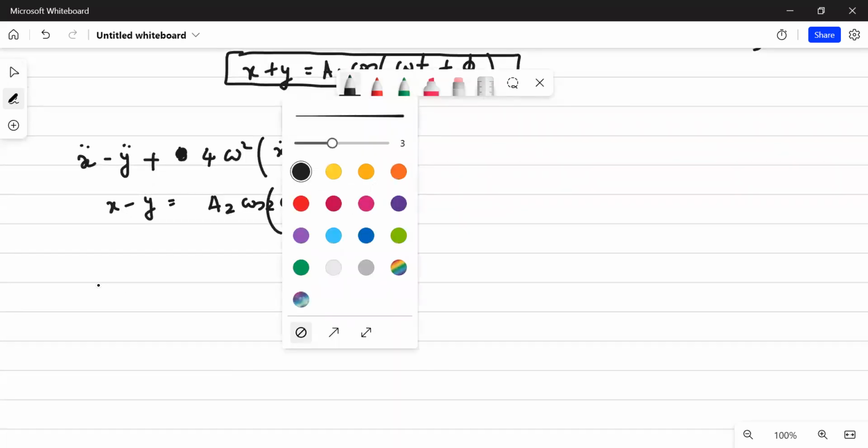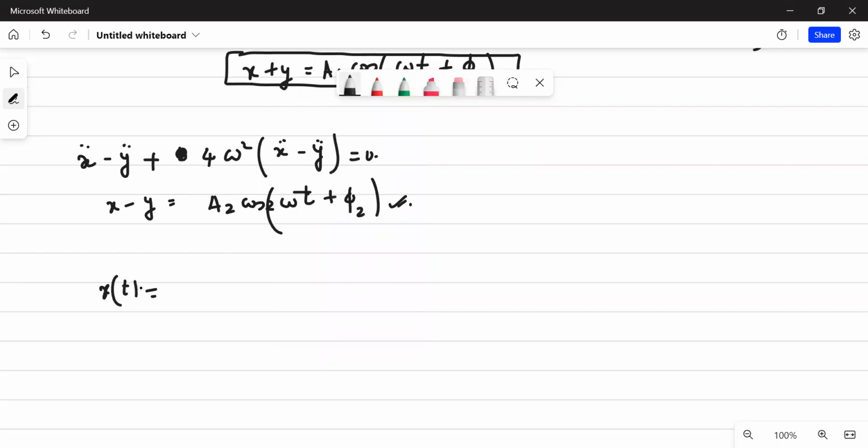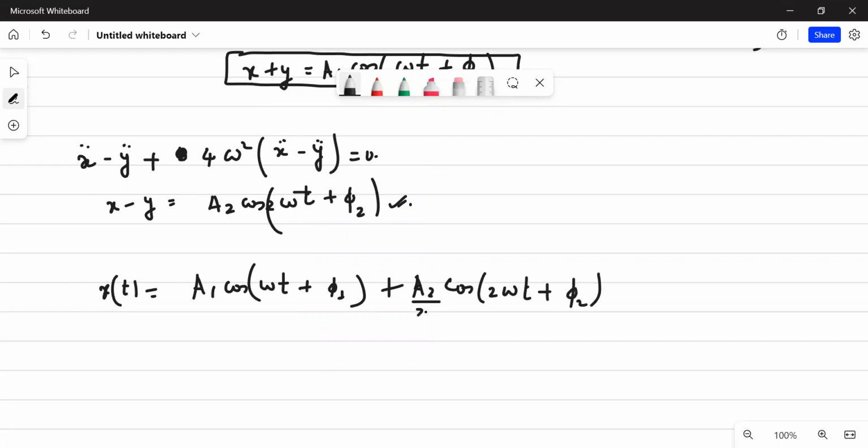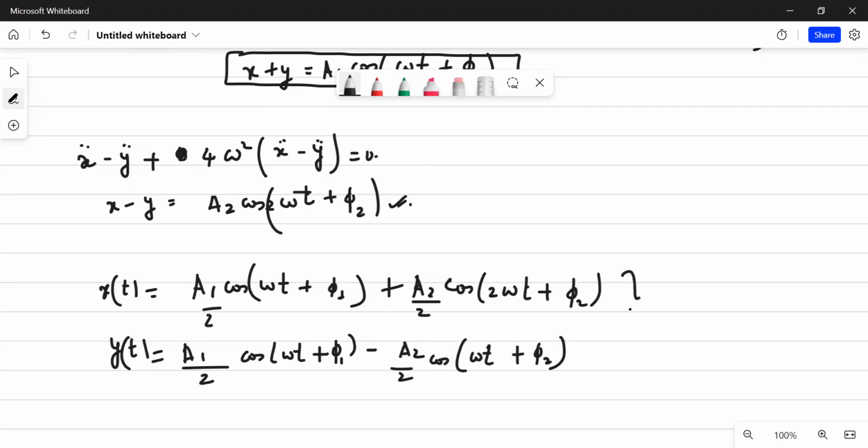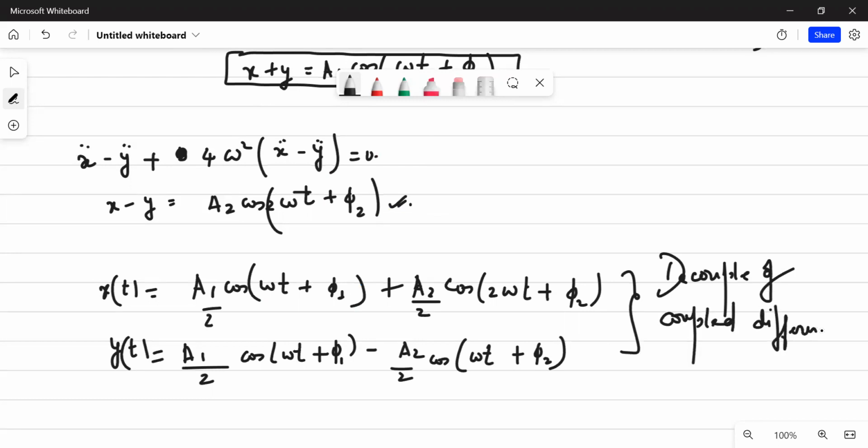And if you want to obtain the solution in x and y, x as a function of t can obviously be written as a1 cos(omega t plus phi 1) plus a2 cos(2 omega t plus phi 2), divided by 2. And similarly, y of t can be written as a1 by 2 cos(omega t plus phi 1) minus a2 upon 2 cos(2 omega t plus phi 2). So this is one of the ways in which you can decouple your coupled differential equations. Is that clear to you?